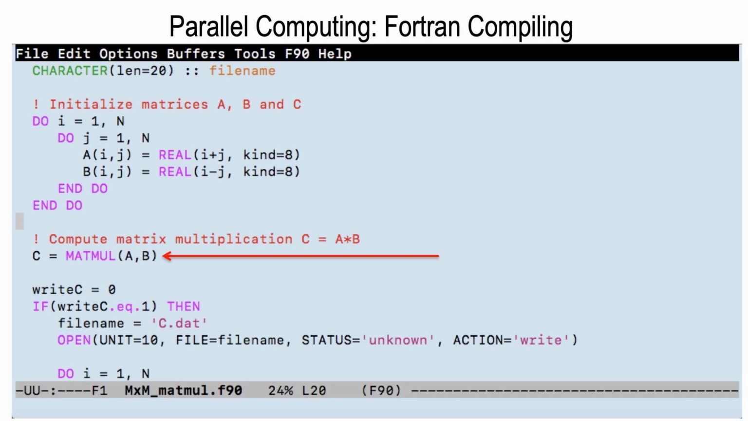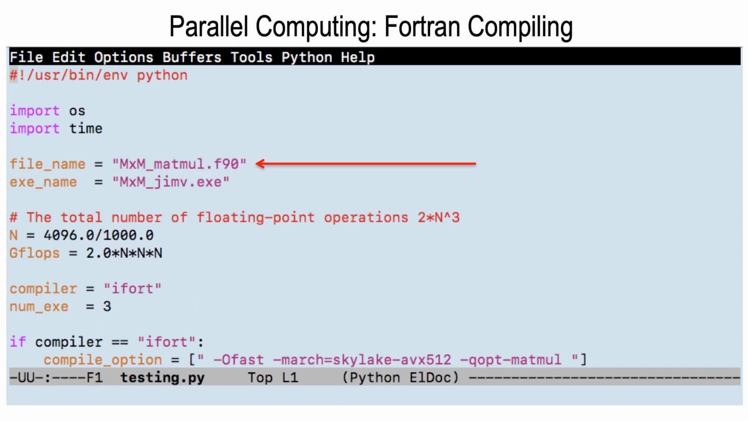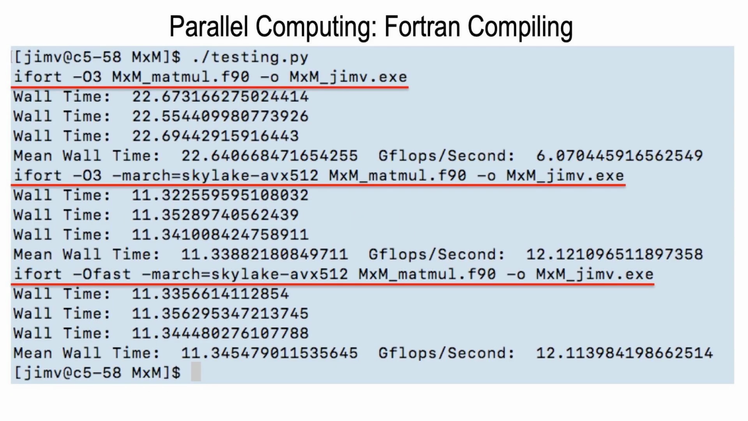Fortran provides an intrinsic function for matrix multiplication called matmul. Let's experiment with this function to evaluate its performance. Once again, remember to update the name of the Fortran program. Upon re-executing our testing Python script on the compute node, we observe that the performance achieved with the intrinsic function matches that of our previous method for accumulative summation.